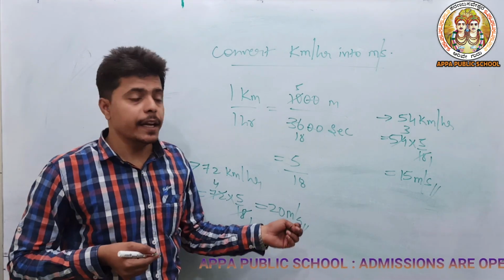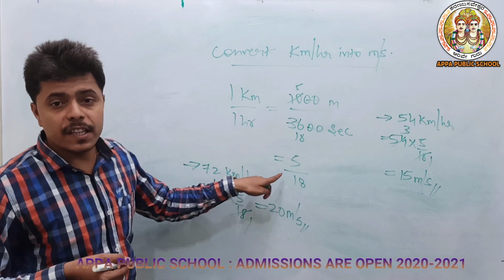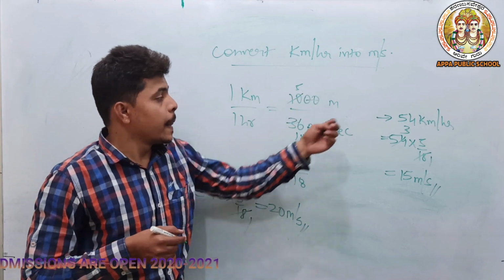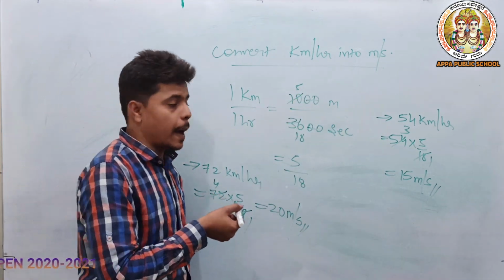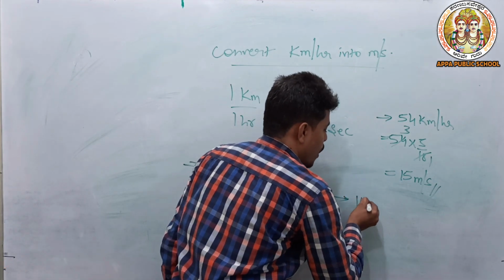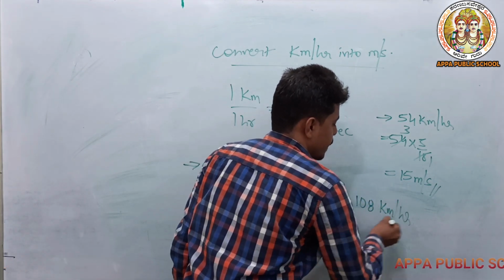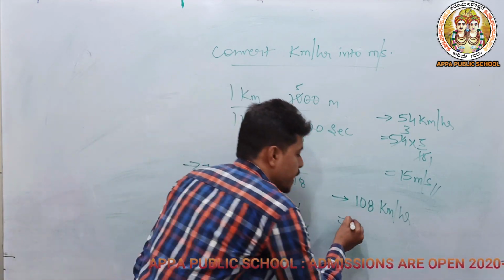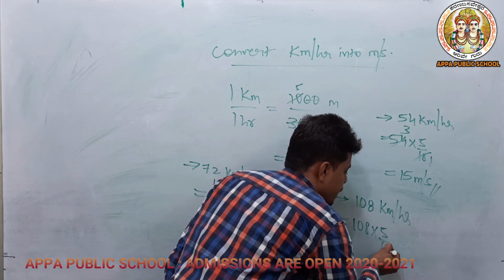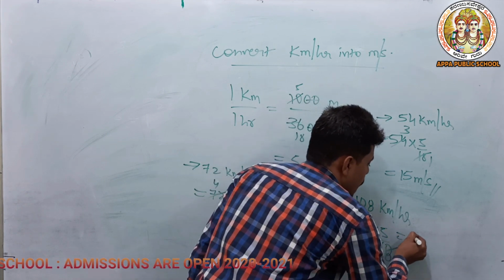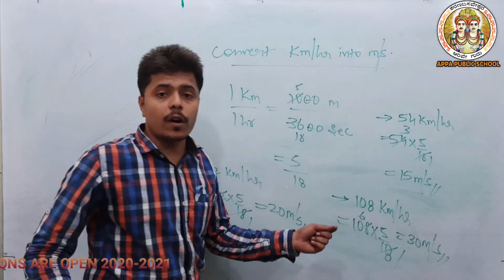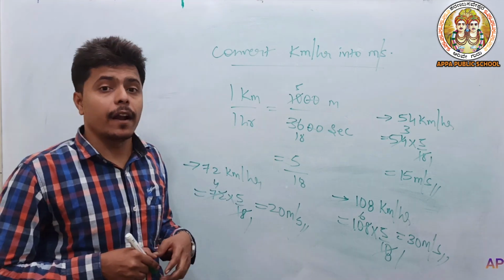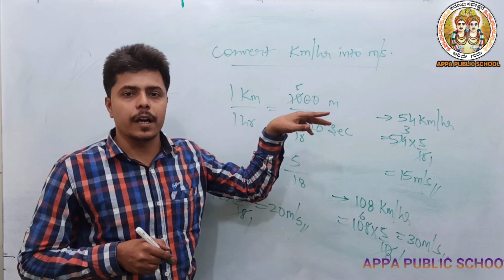So we have used the fraction 5 by 18. This fraction will help to convert kilometer per hour into meter per second. We did 72 kilometer per hour and 54 kilometer per hour. One more example: 108 kilometer per hour. Convert 108 kilometer per hour into meter per second. So 108 into 5 by 18. 18 sixes are 108, 6 fives are 30, so we got the answer 30 meter per second. So I have converted kilometer per hour into meter per second.